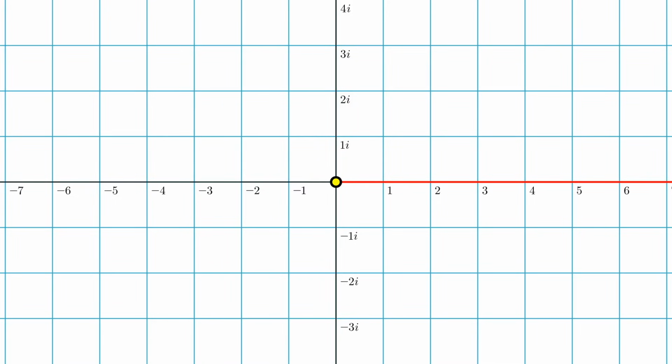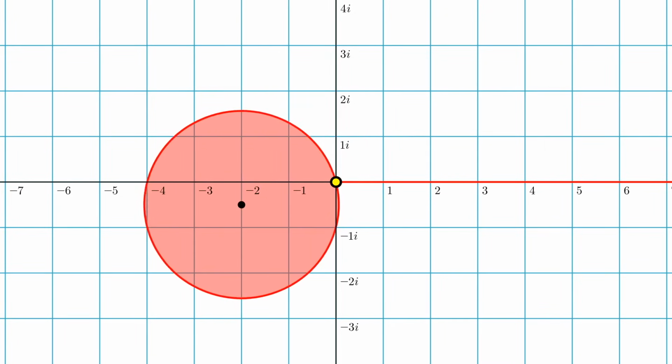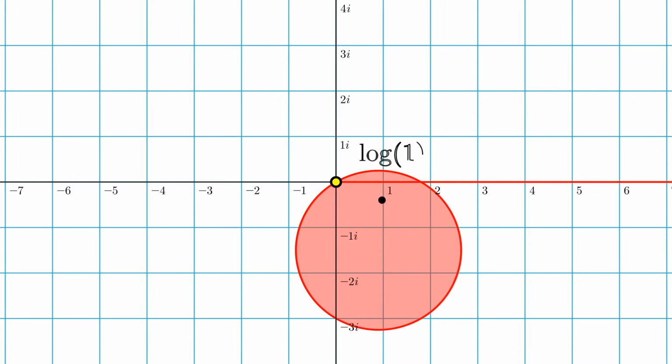Even worse. Let's say I start here at 1 and go from here to here to here to here, and then come back here. This now seems to be telling me that the natural log of 1 is 2 pi i, even though the entire basis of this calculation was starting with the fact that the natural log of 1 is equal to 0.